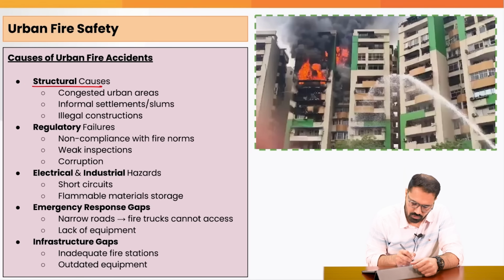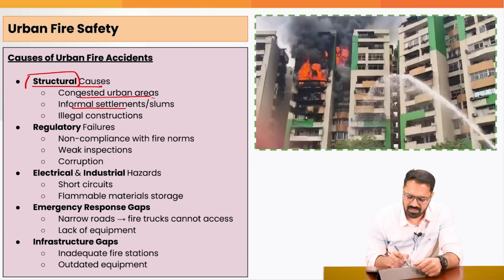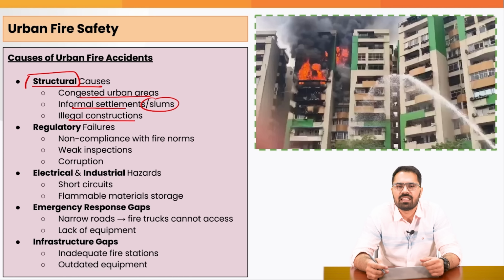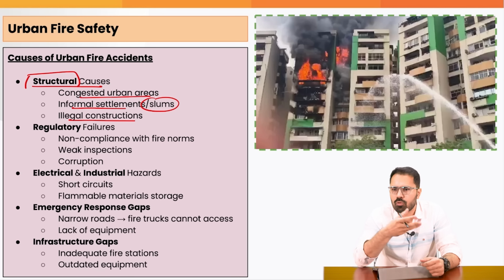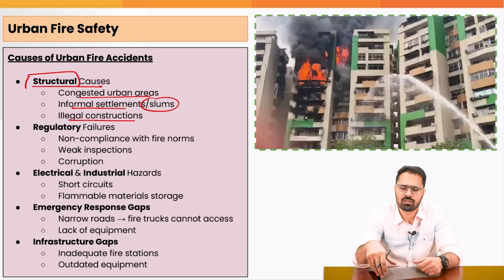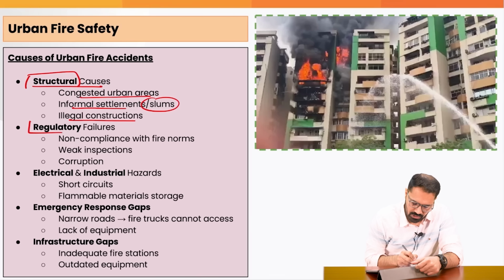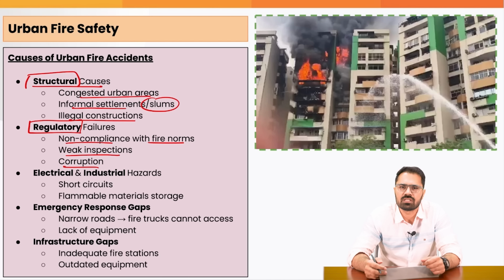First is the structural cause, where you have congested urban areas, informal settlements in the form of slums, and illegal construction. Now, what happens in cities like Delhi? People construct an extra floor over their house just by bribing the government officials. And nobody is stopping them. If you pay a certain amount, then you can construct an extra floor over your home. Then you have regulatory failures in the form of non-compliance with the fire norms, weak inspection, and corruption by the government officials. The inspection is also just for namesake.